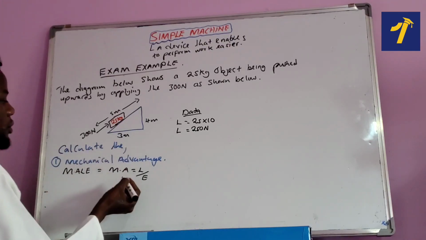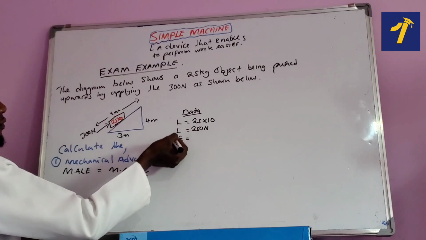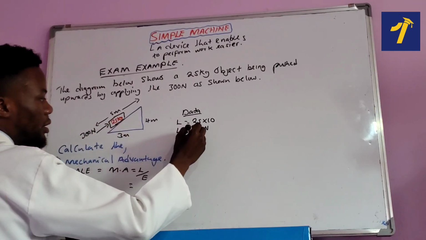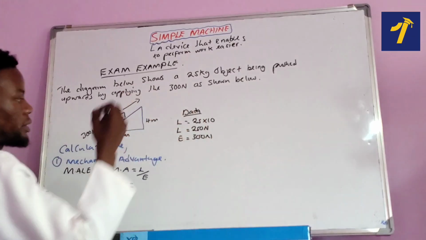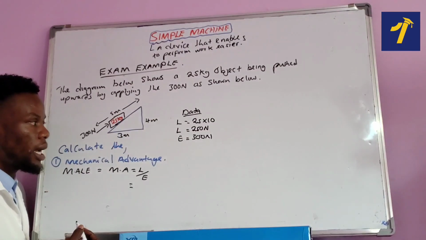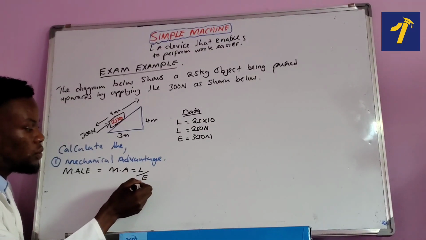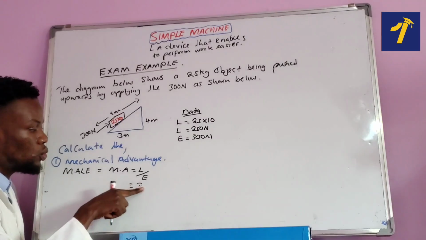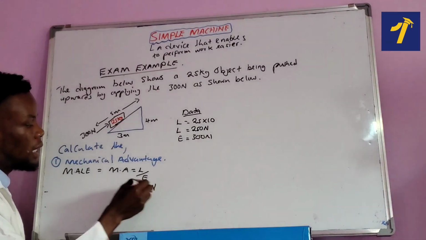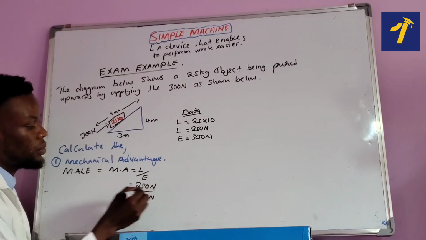Then next, we go to what? Effort. What is our effort? Remember that effort is what? The force applied to an object, which is 300 newtons, like that. Okay? Now after you do that, you simply apply the data here. So the load, how much load do we have? We have 250 newtons. How much effort do we have? It's 300 newtons, like that.